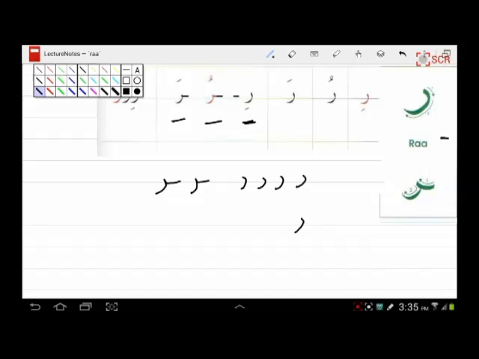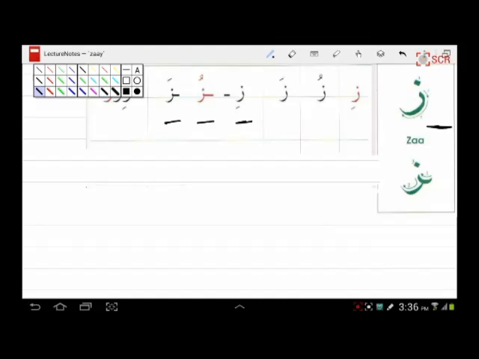One more time. And here's a dash. So that's the ra. The zay, exactly the same, just one dot on the top. This is the main form, initial, middle, and final. Now I think things become easy. Exactly like the ra. Just above the line with a little bit and then make a curve. Now that's the initial. Don't forget the dot. The dot is very crucial because it differs one letter from the other. Okay, so that's the zay.